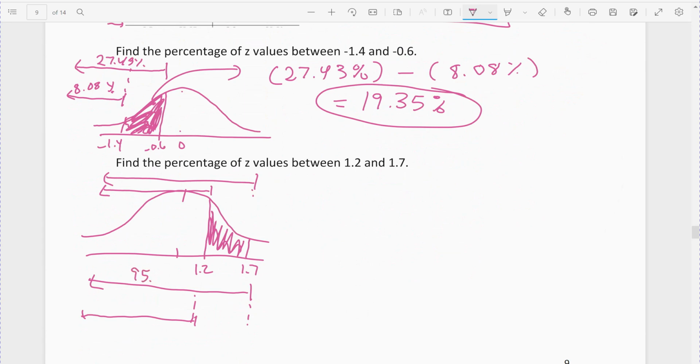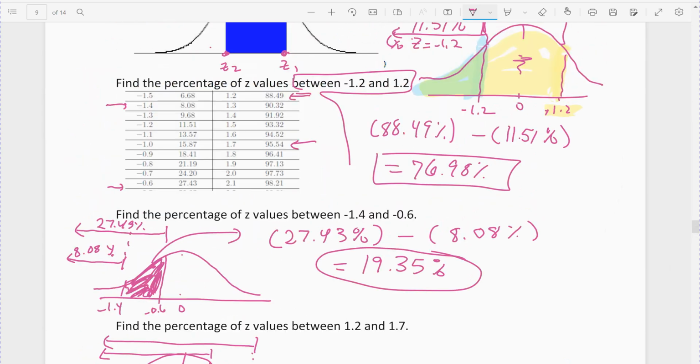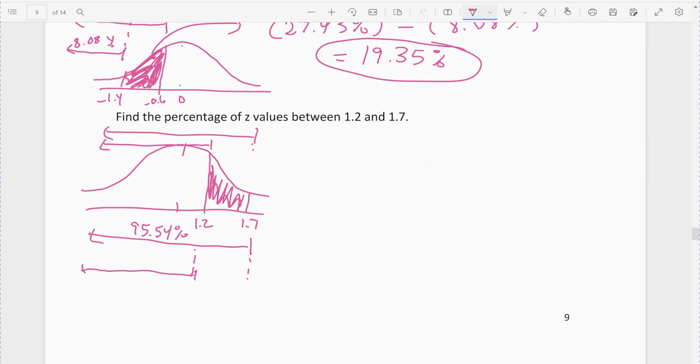95.54%. And then 1.2, so I go look at my table, 1.2 is the 88.49. And it should be a small area, right? I'm going to take the 95 and subtract the 88. So to find this region that I'm looking for, I take the 95.54% minus the 88.49%, and that will leave me with the percent that I'm looking for.